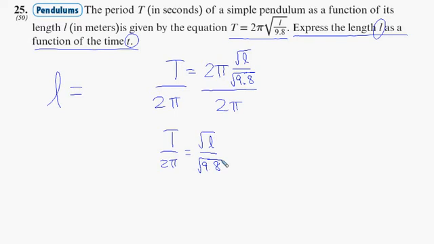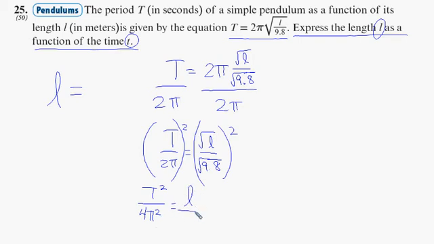Okay? So if we square everything, that means we've got this squared and we've got this squared, which is going to leave us with an interesting situation, but actually very optimal. T squared over 4 pi squared. Don't make the mistake of thinking it's just 2 pi squared. So we have T squared over 4 pi squared is equal to the square root of L times the square root of L, which is L, over the square root of 9.8 times the square root of 9.8, which is 9.8.